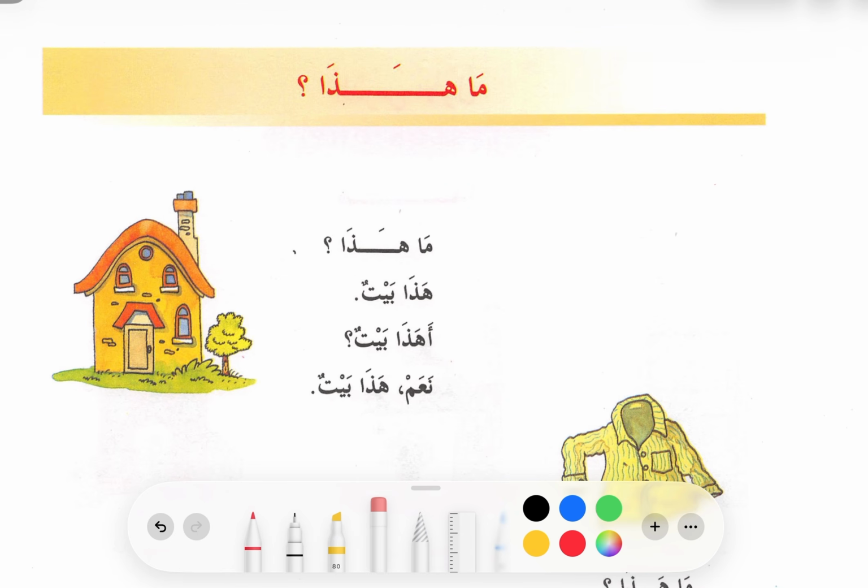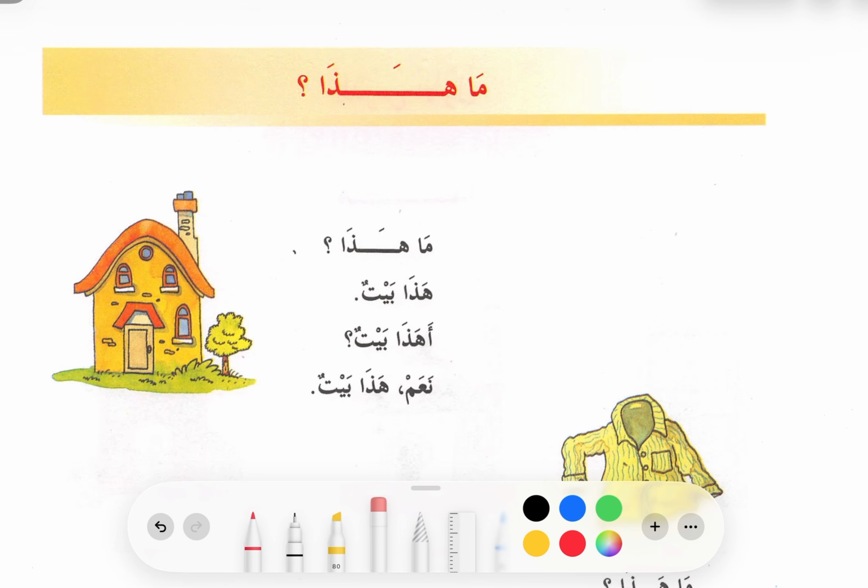Okay, previous lesson we learned about hada. Hada is ismu isyara bil qarib, which is near. It is for muzakkar, which is masculine, and singular, which in Arabic is called mufrad. In English we call it singular. For muzakkar mufrad, masculine and singular, we use hada.